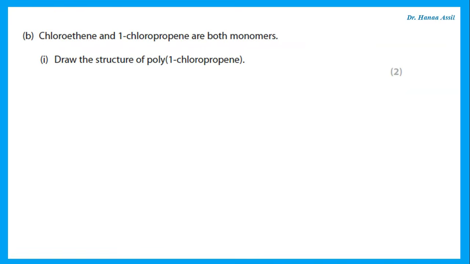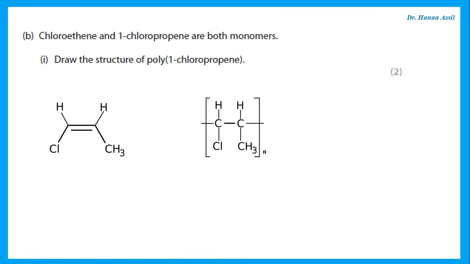Chloroethene and 1-chloropropene are both monomers. Draw the structure of the polymer from 1-chloropropene. So we want to draw the polymer of this. We said to draw the polymer of an alkene, we remove the double bond, make it into a single bond, bond on the right, bond on the left to join to other monomers, and we put the same groups that are attached to each carbon just as they are, and this is the repeat unit for the polymer.